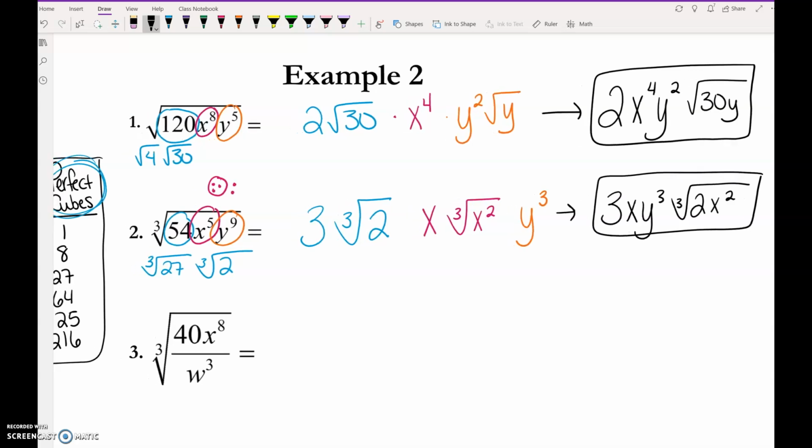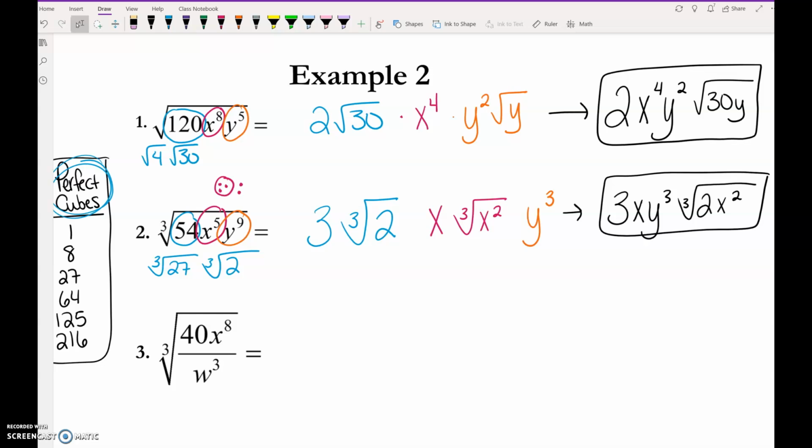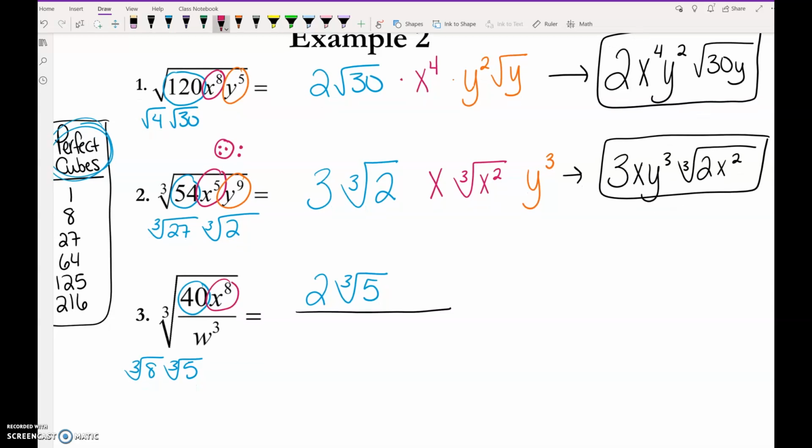Okay, number 3 looks more complicated, but it's really not. I want you to try number 3 on your own. Pause the video, try number 3 on your own. We can split up 40 using 8 and 5. So we have 2 times the cube root of 5.